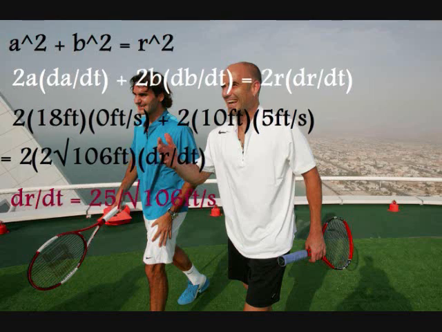Eventually, you will find out that dr/dt is equal to 25 over radical 106 feet per second, or 2.428 feet per second.